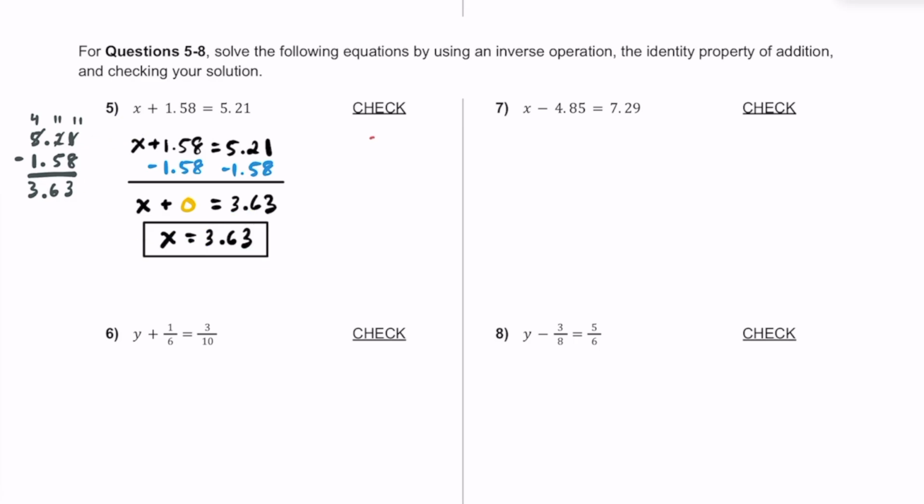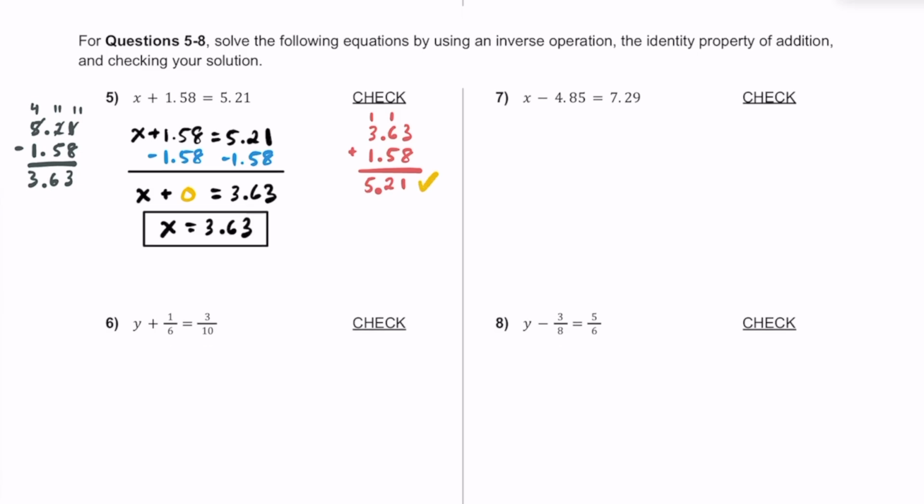Let's take this 3.63 and let's add the 1.58 here and see if this does check out and equal 5.21. So 3 plus 8 is going to be 11, carry the 1. 1 plus 6 is 7, plus 5 is going to be 12, carry the 1. 1 plus 3 plus 1 is going to be 5, so this does equal 5.21. So this does check out here.